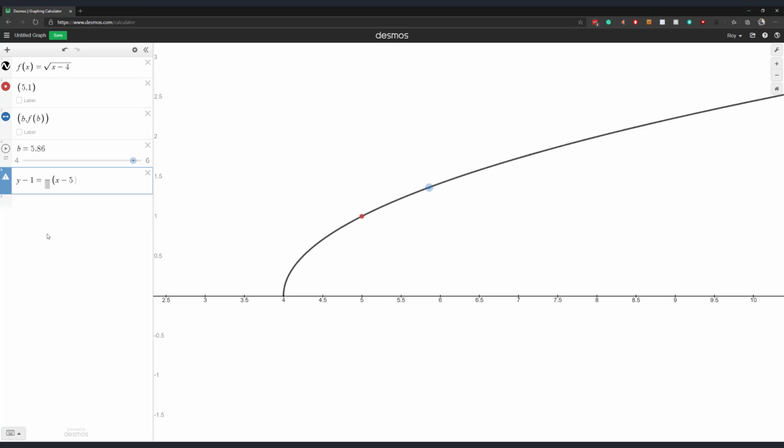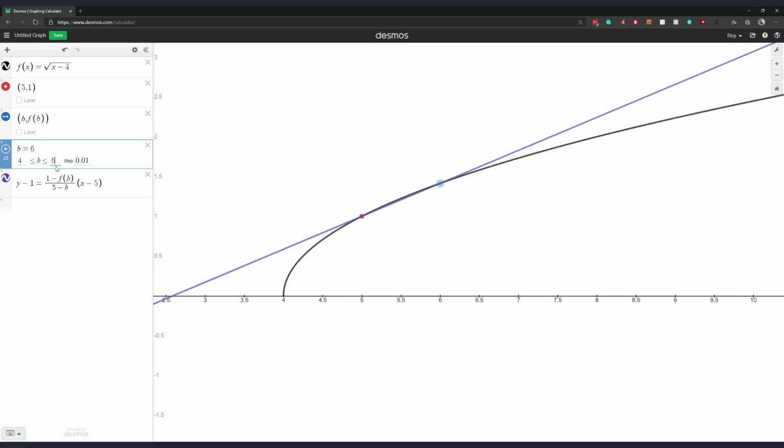And you happen to know that the slope formula is the difference in y values, so 1 minus f of b, over the difference in their corresponding x values, so 5 minus b. And there we now have our secant line. You can see that moves very nicely. It's very beautiful. However, this doesn't actually tell us the instantaneous rate of change. It just gives us a really nice visual of our secant line.